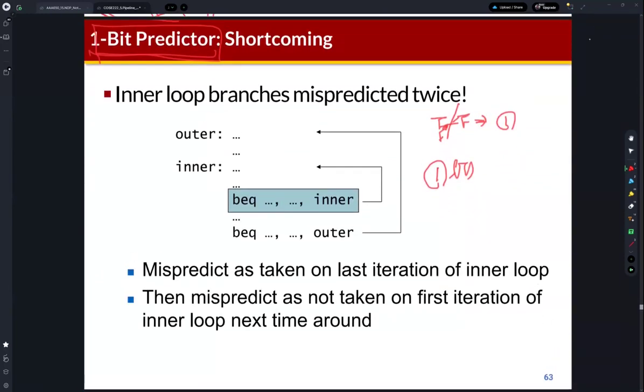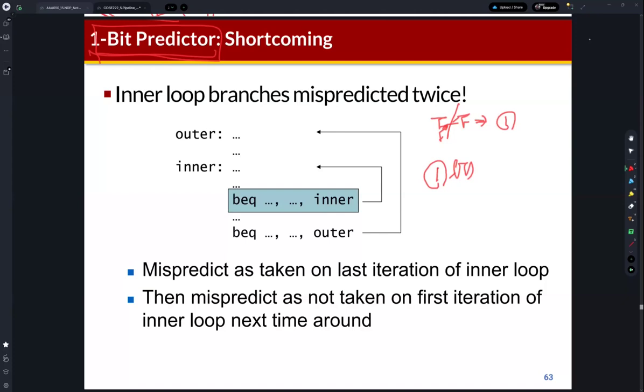It means for each branch instruction, we just store one bit of result. And actually this is very simple. If the past event is true, then we assume that the next event is also true. If the past event is false, then we assume that the next event is also false. So this is the one bit predictor.